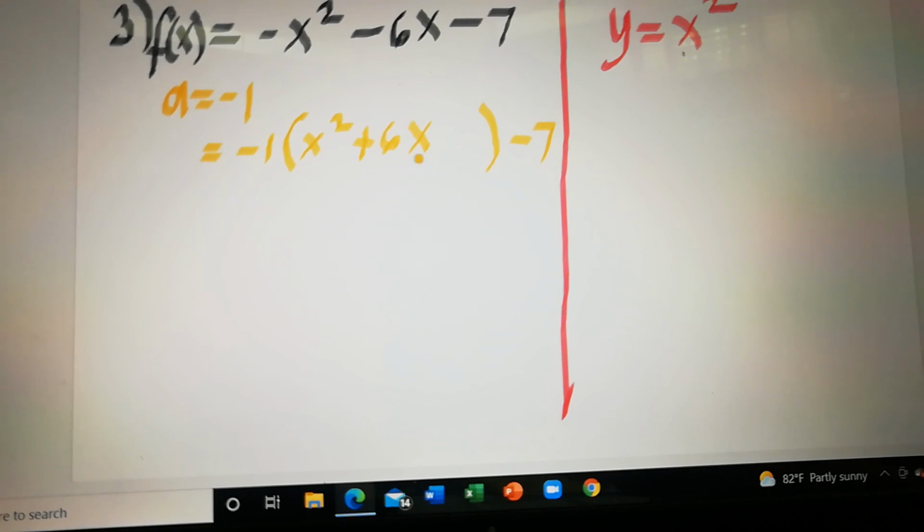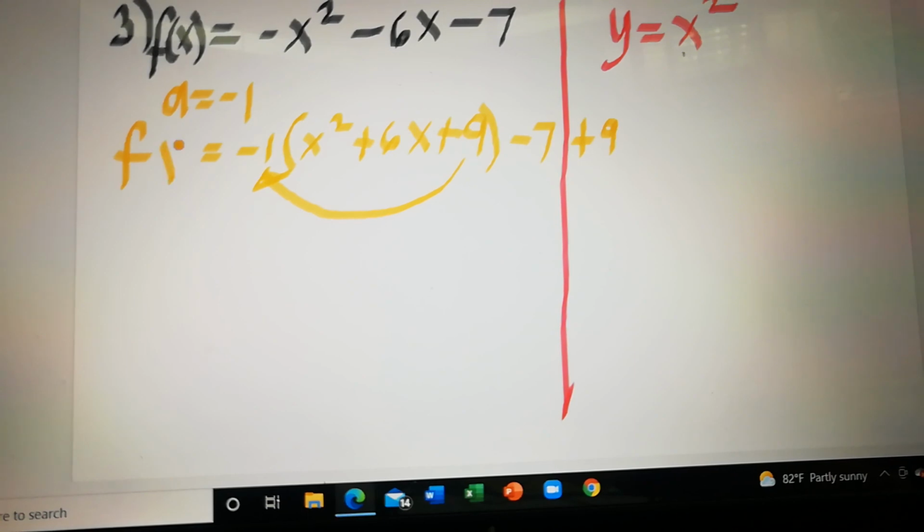Now, to make this a perfect square trinomial, we add 9. That is half of 6, equal to 3, then squared, equal to 9. So we added 9, but if you multiply that by the value of a, which is negative 1, that is equal to negative 9. So we added negative 9. Therefore, we need to add also positive 9 to balance the equation and to maintain the original equation.